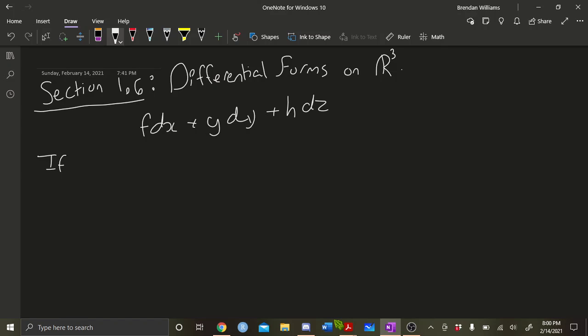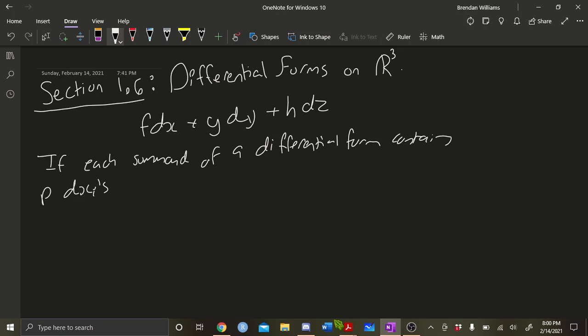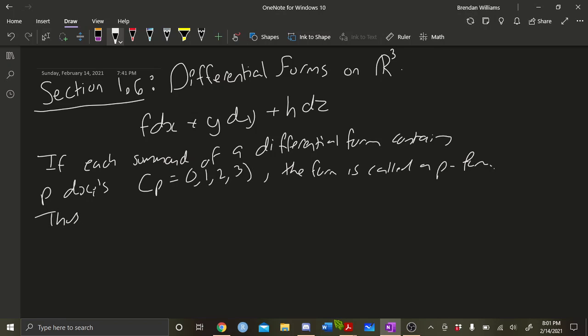So writing this out, if each summand of a differential form contains p dx sub i's, and since we're working in R3, p ranges from 0 to 3, the form is called a p form, and we say it's of degree p. Okay? So thus, we're going to write our forms like this.